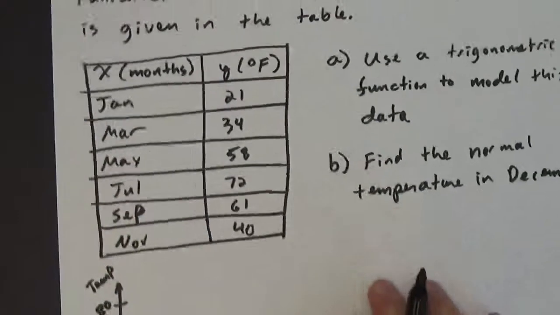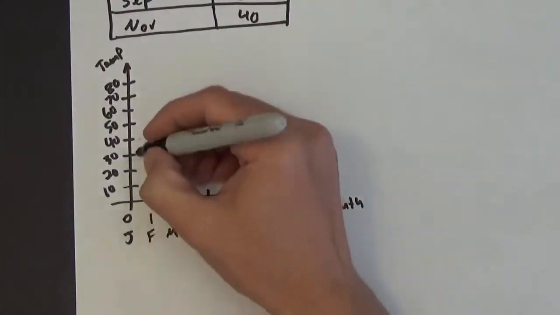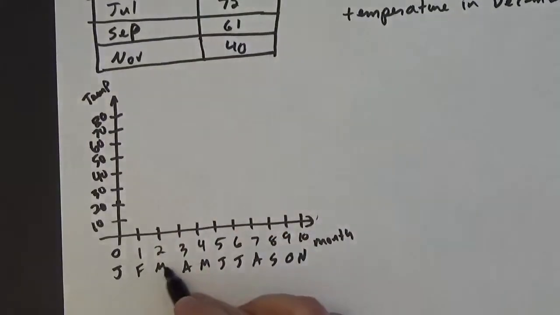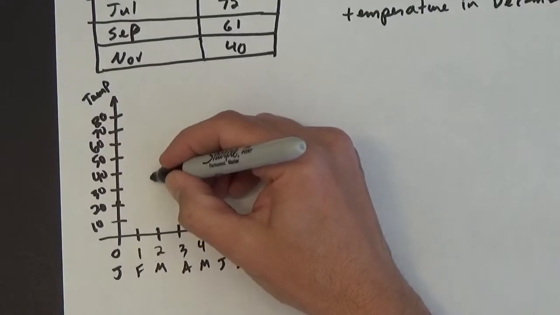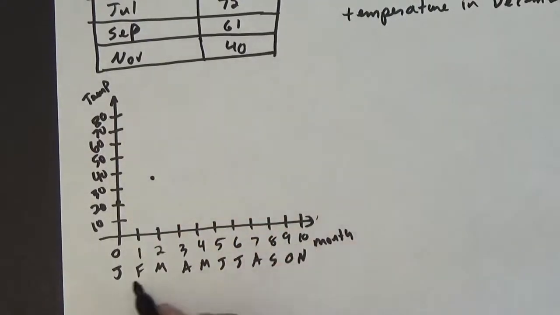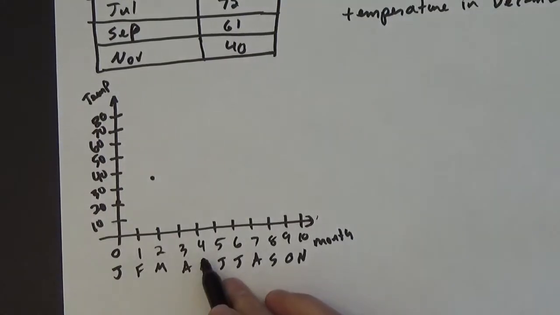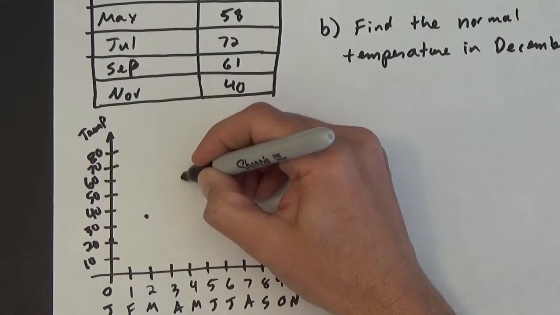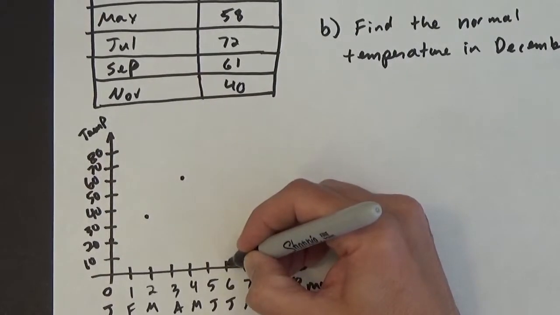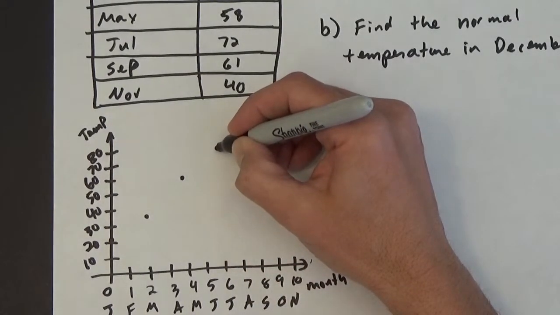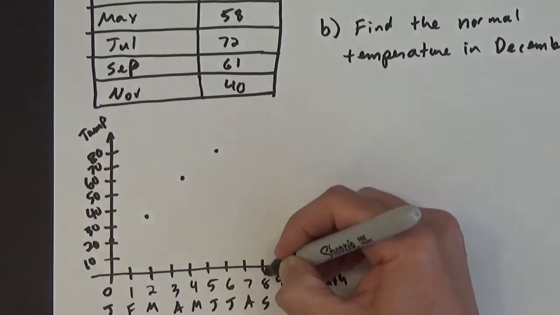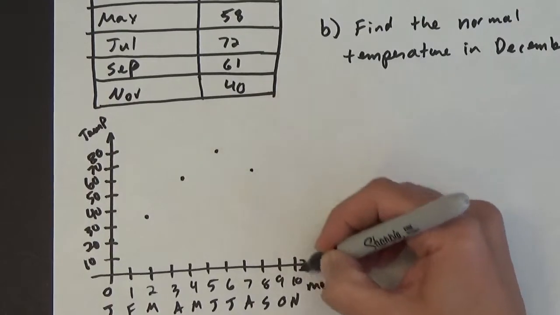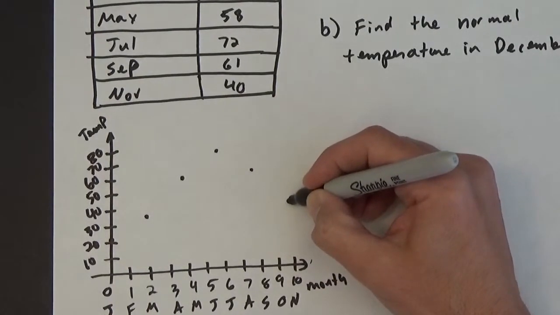All right, so let's plot our data. January is 21, so January would be about 21. March is 34, so March is about 34. Again, this is just a sketch, doesn't have to be super accurate. May is 58. July is 72. September is 61. And November is 40.